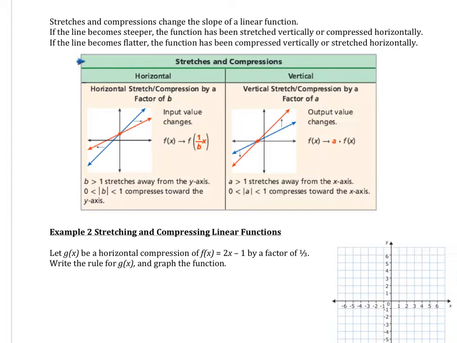As you take notice in the first, a horizontal stretch or compression, we're going to replace x by 1 over the factor times x. And a stretch or compression vertically, you're going to multiply the whole function by the factor. So let's look at the first example.